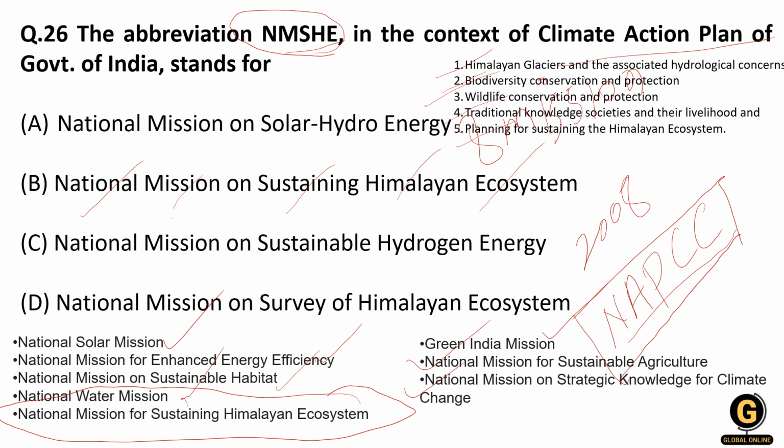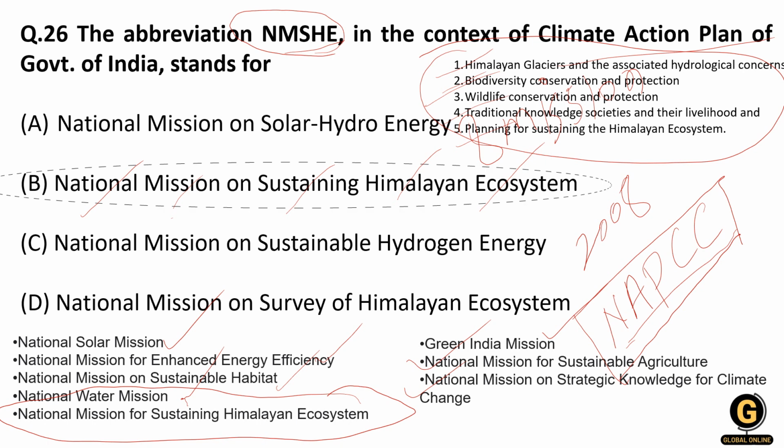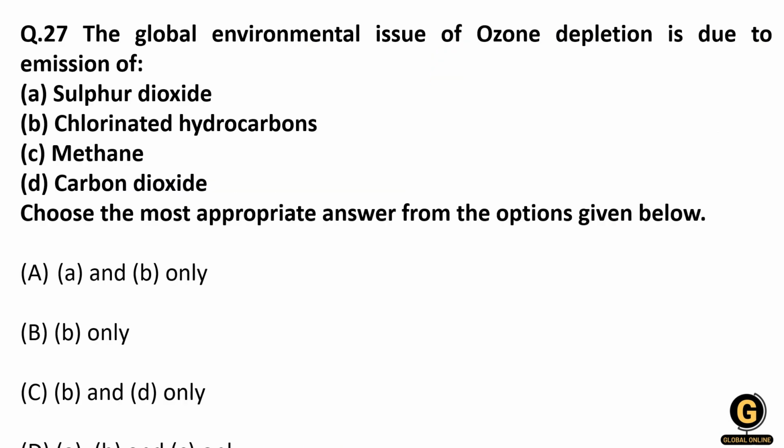I hope in this small abbreviation question you have understood the National Action Plan on Climate Change. It has 8 missions. So these are the 8 missions. You can pause the video and read. And the National Mission on Sustaining Himalayan Ecosystem has these 5 important goals. I hope now you have cleared this question. Moving on to the next question.